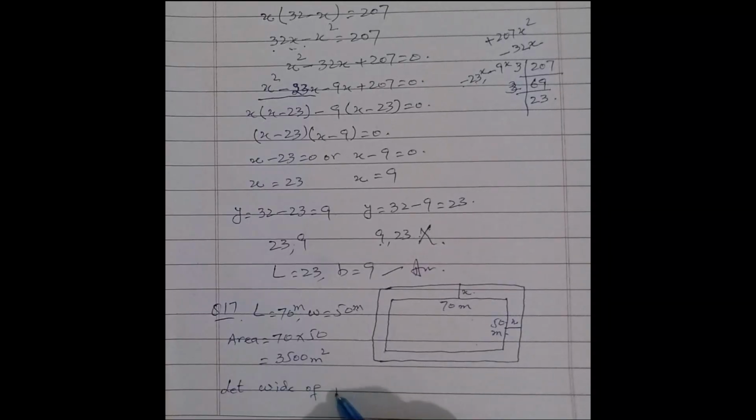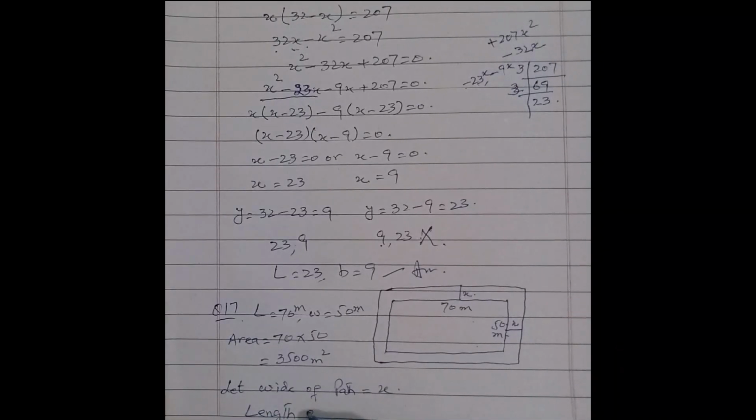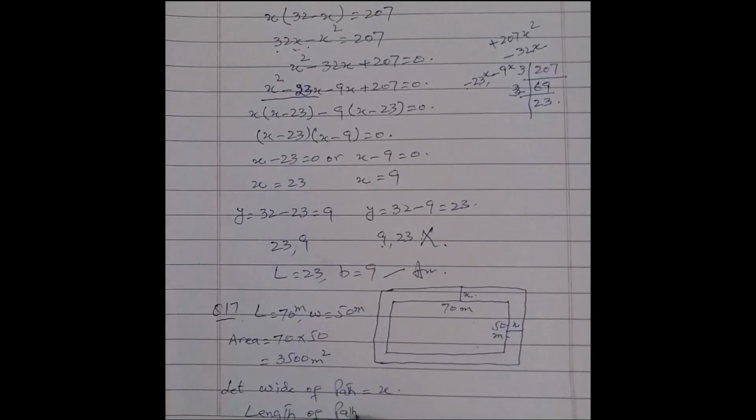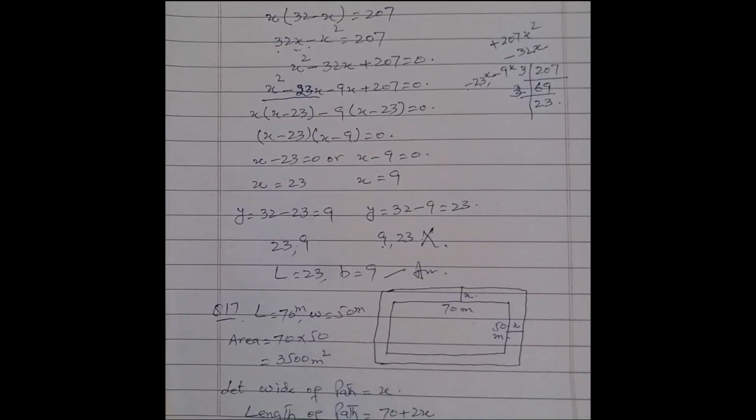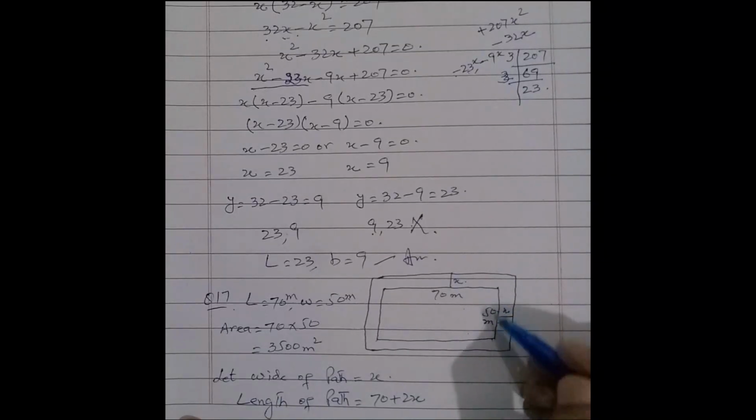And we consider that the width of path is equal to x. So length of path is equal to, it is 70. X increases on the left side and right side. So length is 70 plus 2x. And same, the width is x and x, and it is added to the field's width, which is 50.